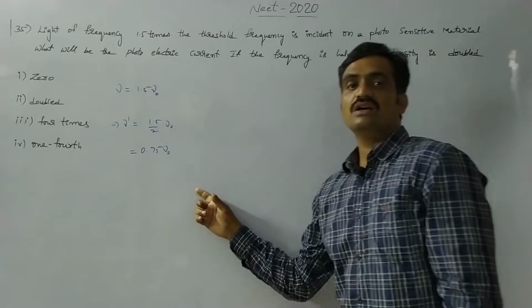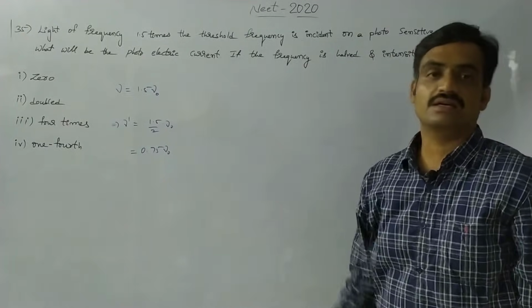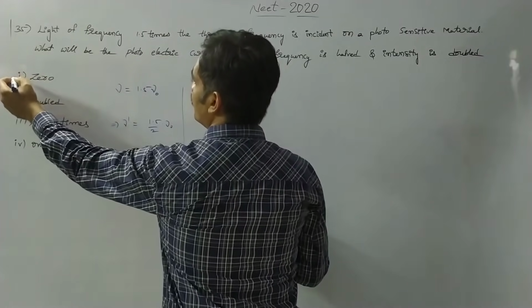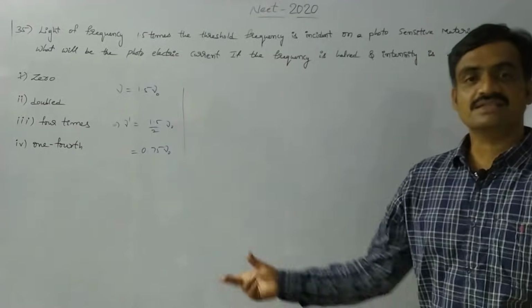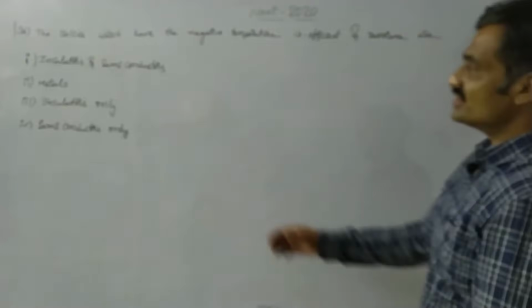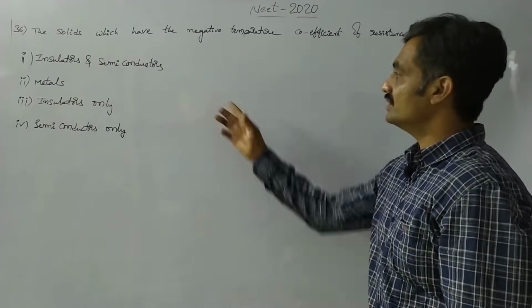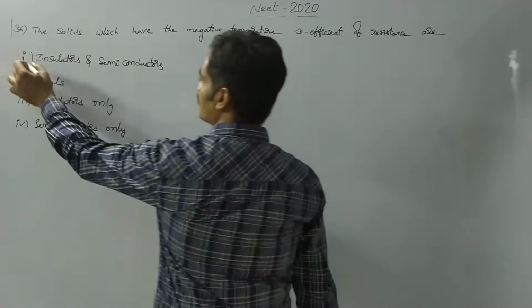We know that if the incident frequency is less than the threshold frequency, then we don't get a photoelectric current. So in this case the photoelectric current emitted by the material is 0. So option is 1. Take a screenshot, we will continue. The next question is, the solids which have negative temperature coefficient of resistance. We know that insulators and semiconductors both have negative temperature coefficient of resistance. So option is 1. Take a screenshot, we will continue.